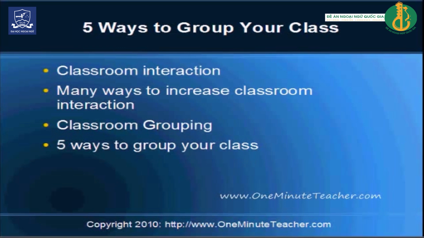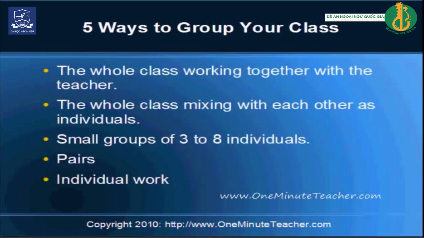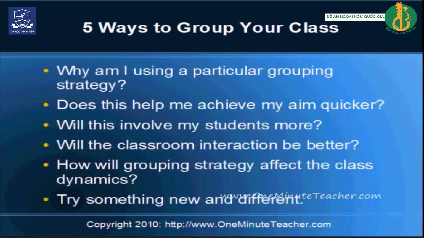The following are 5 types of classroom grouping arrangements. The 5 ways to group your class are the whole class working together, the whole class mixing with each other as individuals, small groups of 3 to 8 individuals, pairs, and individual work.